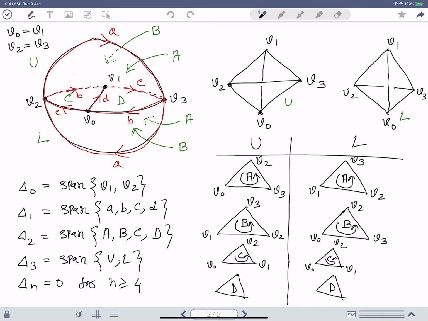Okay, so for D we have V0, V1, V3. So this is the direction. Okay, so we need this fact to find the boundaries of U and L. Now first of all, what is the boundary of U?